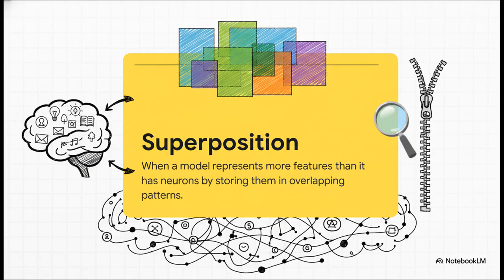It sounds complicated, but the core idea is pretty simple. To be super efficient, an AI crams way more concepts or features into its brain than it has neurons. And it does this by storing them in these overlapping, compressed patterns, almost like a zip file for thoughts.